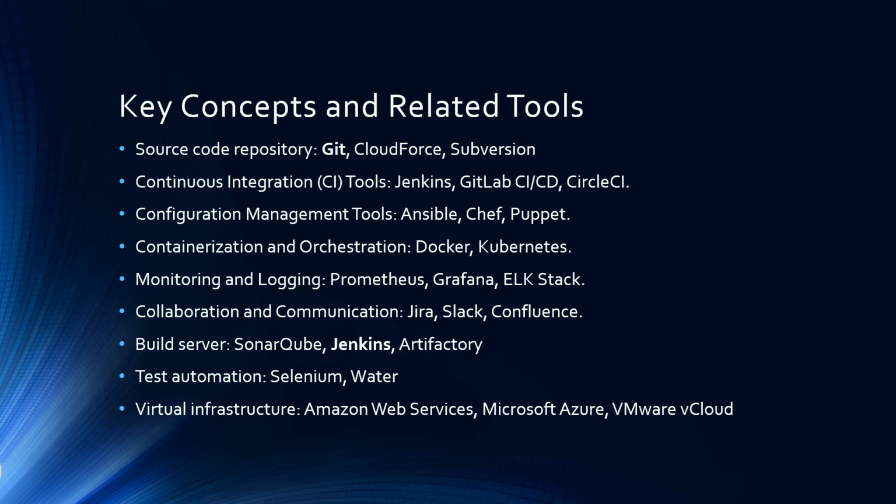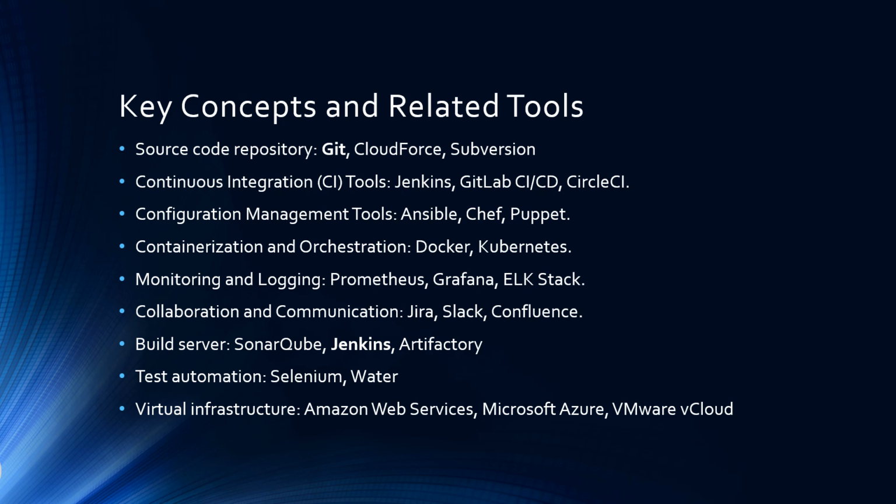Build servers like SonarQube, Jenkins, and Artifactory manage the build process and ensure code quality. SonarQube, for instance, provides detailed code analysis and quality metrics that help maintain high coding standards. Test automation tools such as Selenium and Watir enable comprehensive application testing. These tools support various testing types, from unit tests to end-to-end integration tests, ensuring consistent quality across releases.